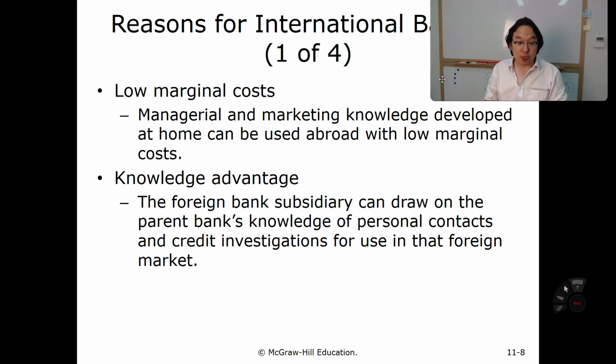Knowledge advantage. The foreign bank subsidiary can draw on the parent bank's knowledge of personal contacts and credit investigations for use in that foreign market. Essentially, banking is a people business. Okay, people. Isn't it money business? No, no. Banking at the low level, that's money business. But as you go up higher and higher, it's more about the human being and talent and information. It's about the human network.